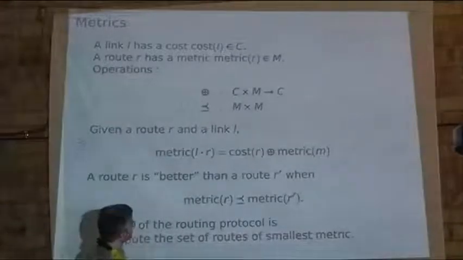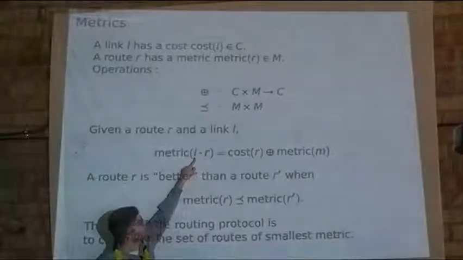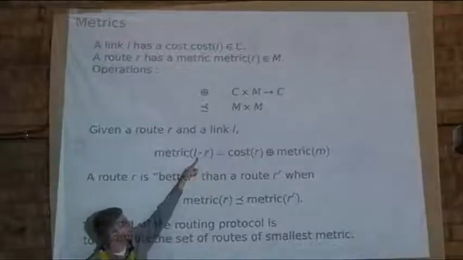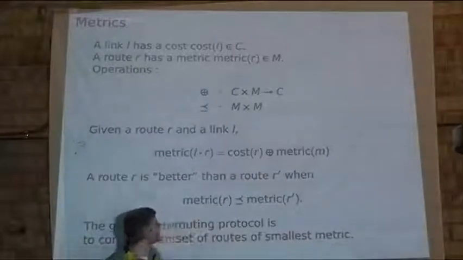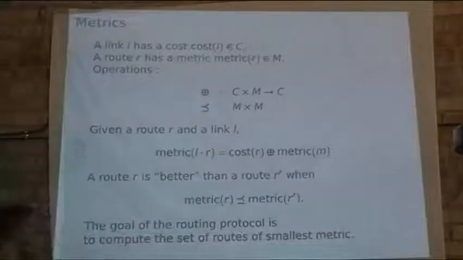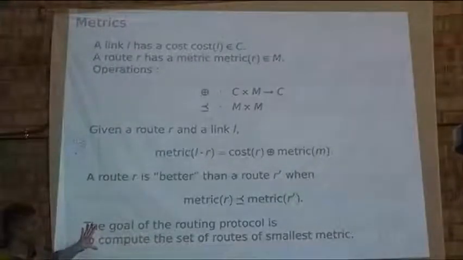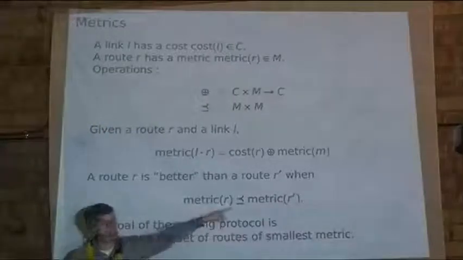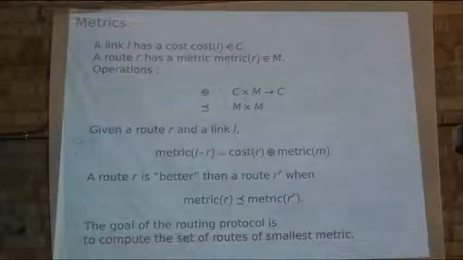Now, if I have a route, I can add a link at the beginning. And the metric of the longer route with the link put at the beginning is computed by using this addition operation. And the metrics are compared using this squiggly thing. The goal of the routing protocol is going to be to compute the set of routes that have the smallest metrics according to this ordering. I'm not making any claims here that this is actually what you want in practice. What I'm claiming is this is my definition of what the routing protocol is doing.